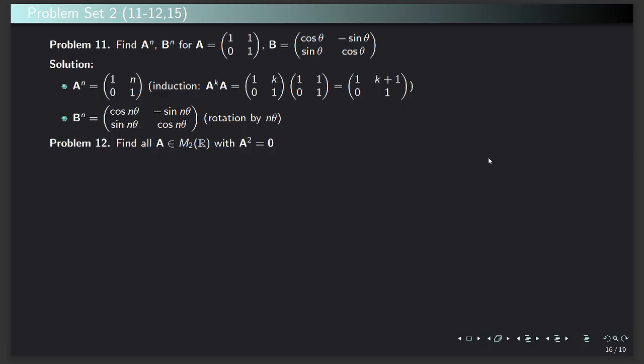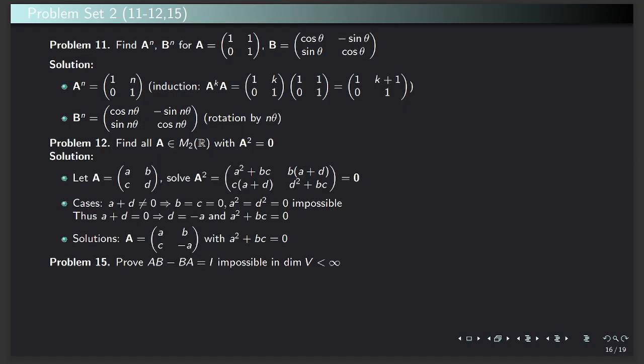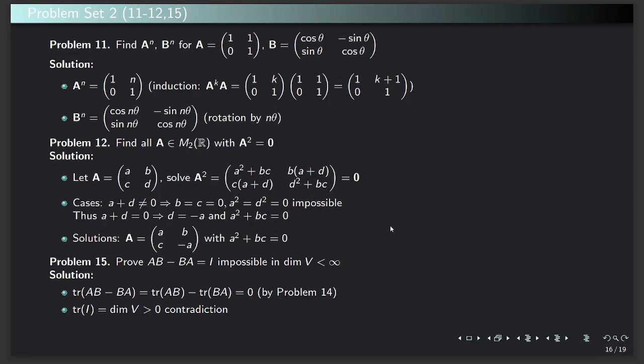Problem 12 asks to find all 2 by 2 real matrices whose square is the zero matrix. To do this, we set the resulting matrix equal to 0, and then derive a system of equations for the four entries. The condition simplifies to the trace, a plus d, being 0, and the determinant, ad minus bc, being 0. This implies that d equals negative a, and a squared plus bc equals 0, and any matrix satisfying these two conditions is a solution. So that's how we find that constraint.